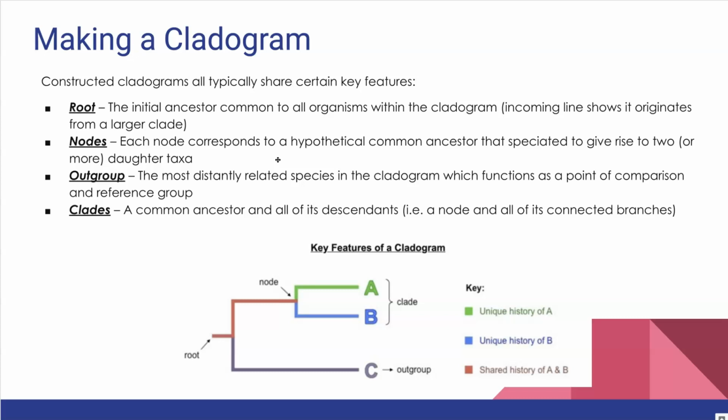The nodes each represent a hypothetical common ancestor, a speciated event. So the nodes, you can see them marked here. This is where the divergent evolution occurs. Your outgroup is the most distantly related species in the cladogram. So it's the furthest point of comparison. This would be your outgroup. C is not very closely related to the other two. The clades, common ancestor of all of its descendants. So A and B would be considered a clade in that sense.